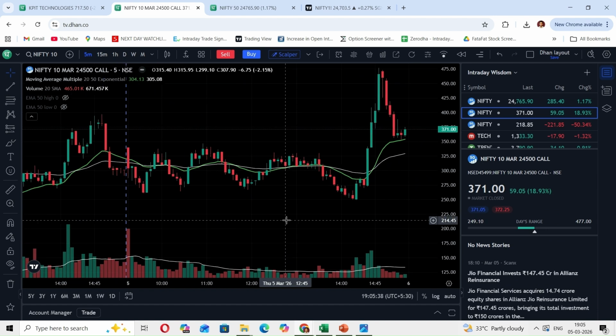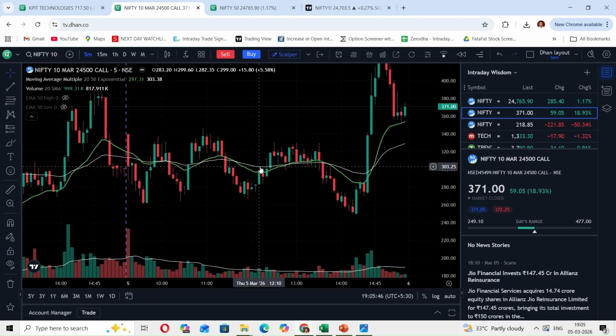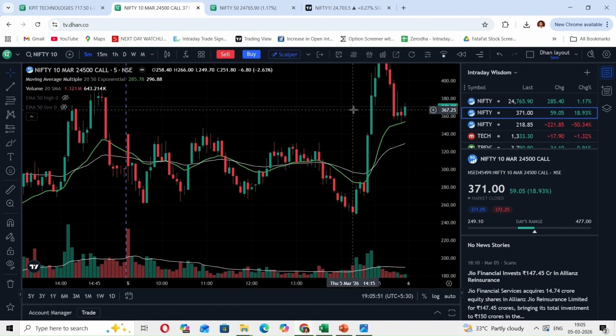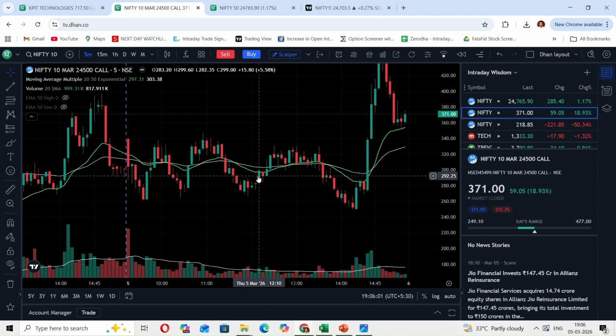our primary filter, what it says, there are two things. First thing is 20 EMA must be trending above 50 EMA, and the 20 and 50 EMA must be trending upwards. Then only you will take a buy side trade, whether it's a call option trade or a put option trade. These two logics must be satisfied.